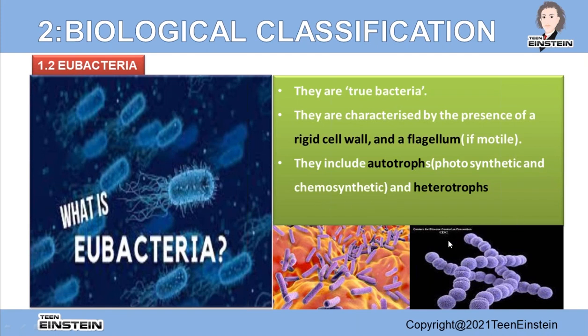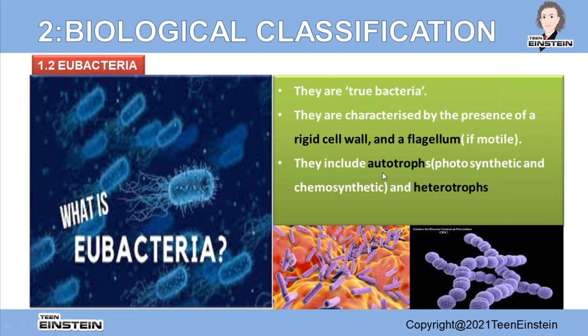The autotrophs consist of photosynthetic and chemosynthetic. Autotrophs means they synthesize their own food, and they include photosynthetic autotrophs and chemosynthetic autotrophs. And they have a very rigid cell wall, and flagellum is present in motile forms for locomotion.